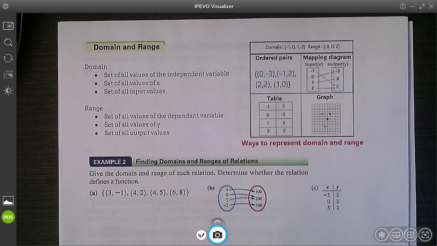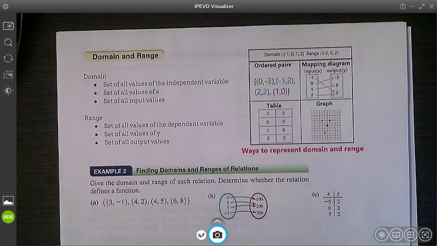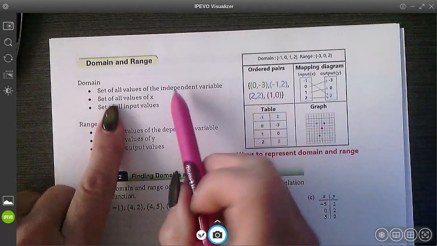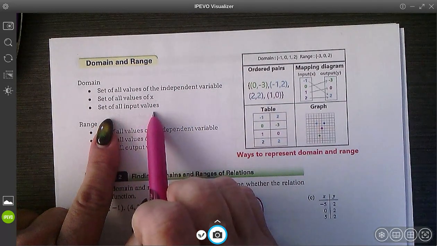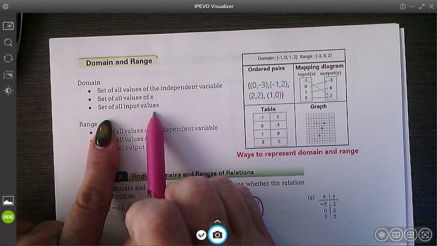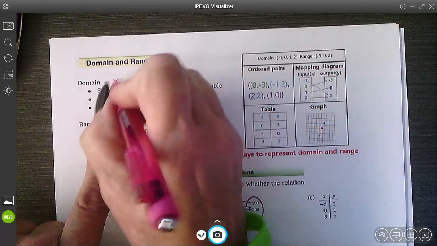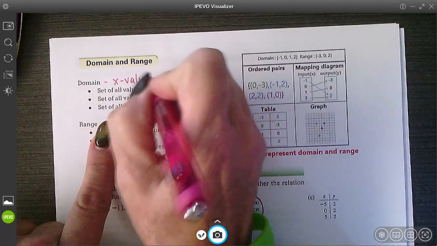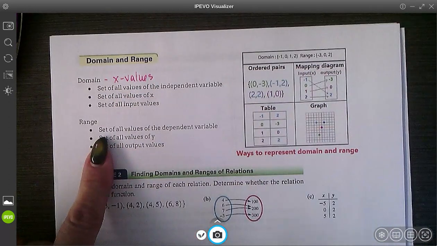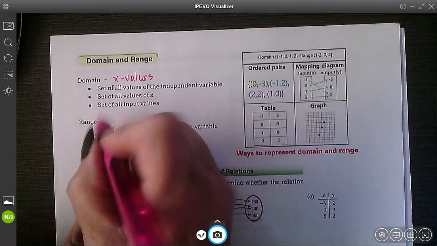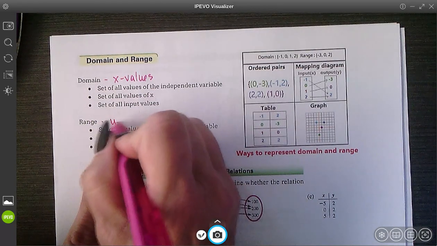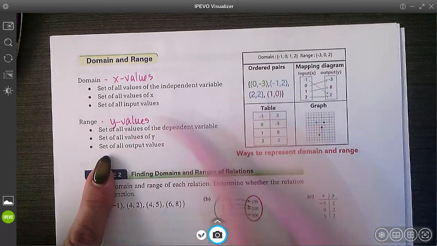Thinking about domain and range. The domain for a function is the set of all independent variables, or the set of all x values, or the set of all input values. So when we're talking about domain, the domain is x values. Range is the set of all values of the dependent variable, or set of all values of y, or set of all output values. The range is the y values for a function.